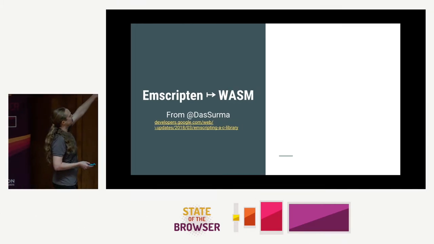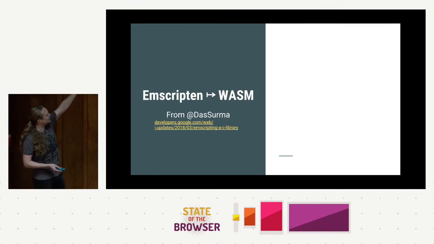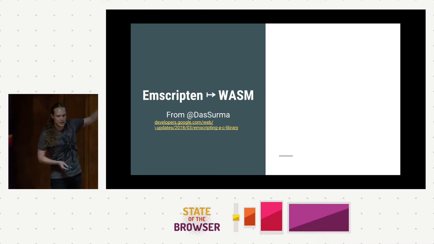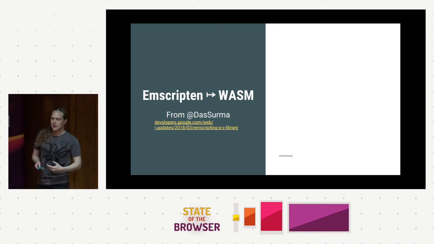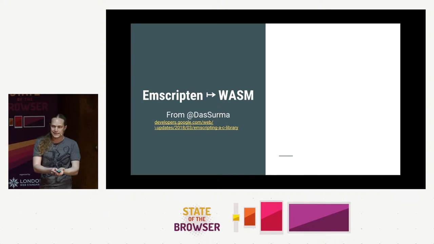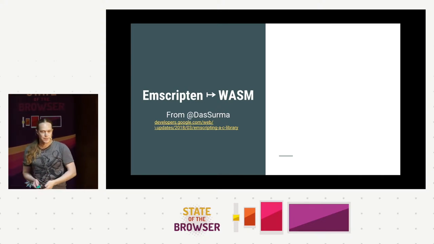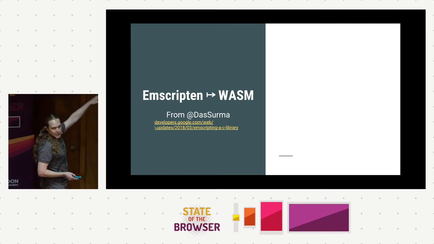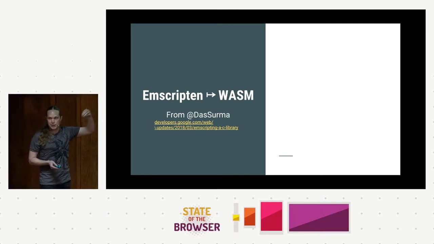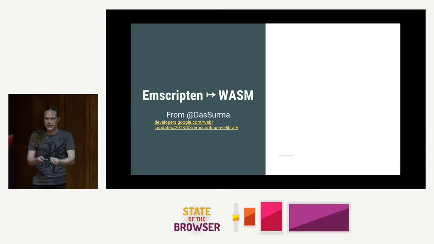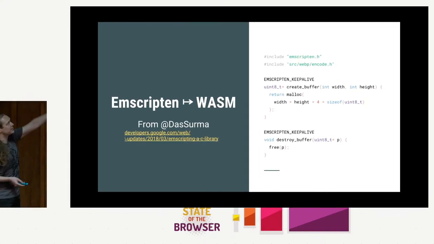Surma on my team over in the London office has written a little blog article here where he's gone through the process of wrapping an existing C library through Emscripten so that he can expose it to a page. What he's been trying to do here is make use of the WebP image encoding library so that he can do that image encoding in the browser. And it looks a bit like this.